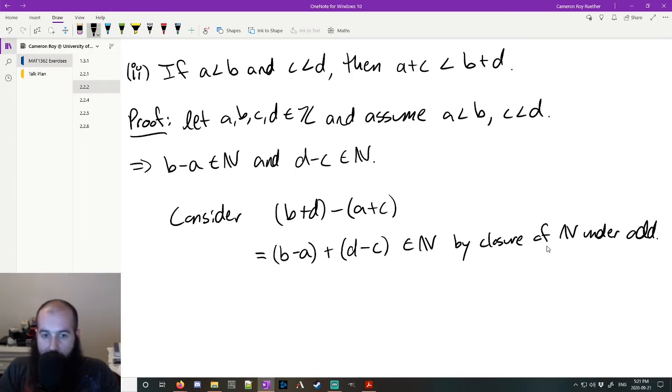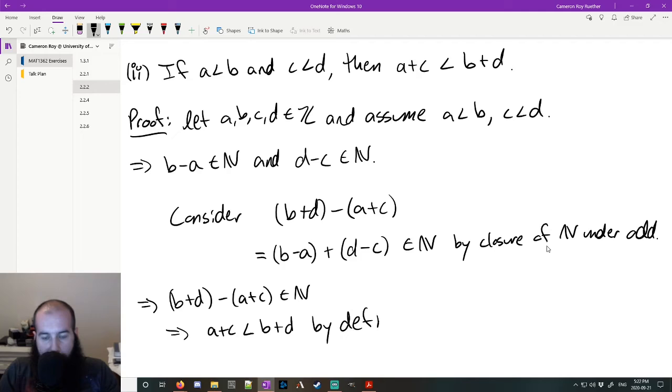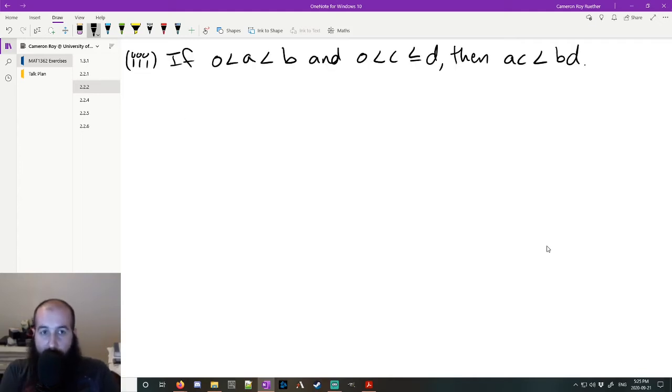So, since this number is natural and it's equal to b plus d minus a plus c, this means that b plus d minus a plus c is natural, which means, by definition, a plus c is less than b plus d. Completing the proof. Part 3 of this exercise is to prove that if 0 is less than a, which is less than b, and 0 is less than c, which is less than or equal to d, then we can say that a times c is less than b times d.